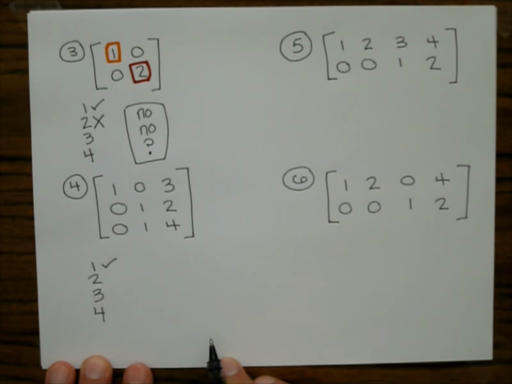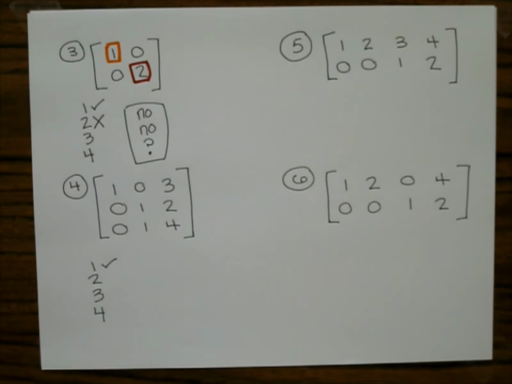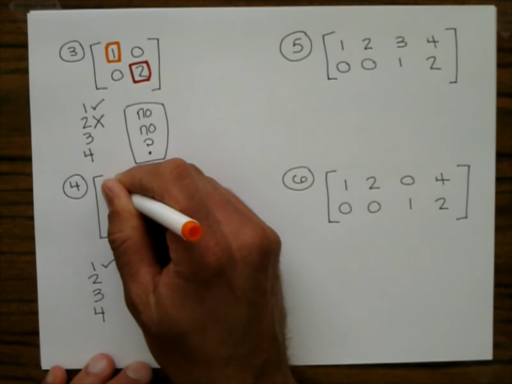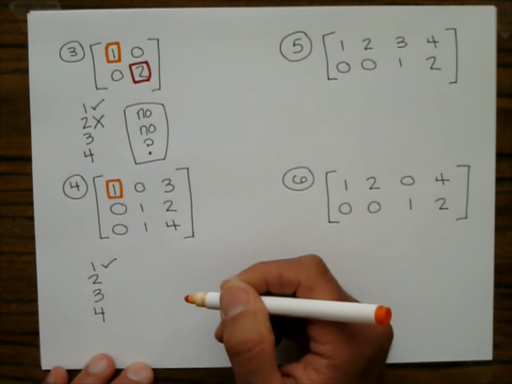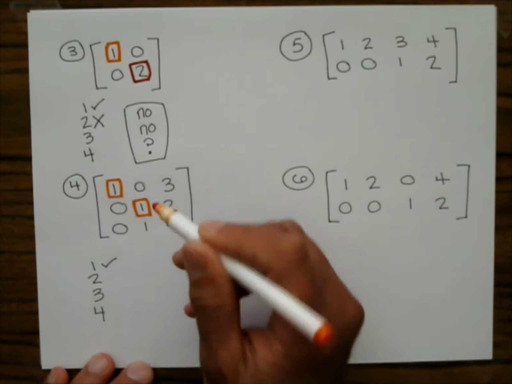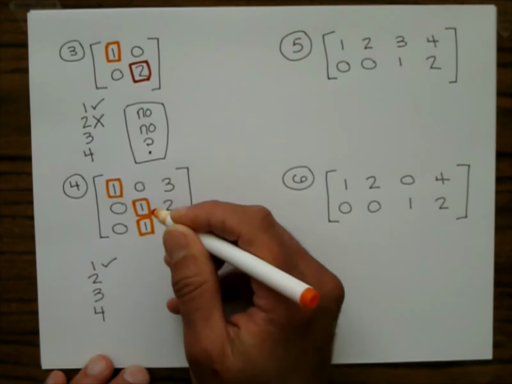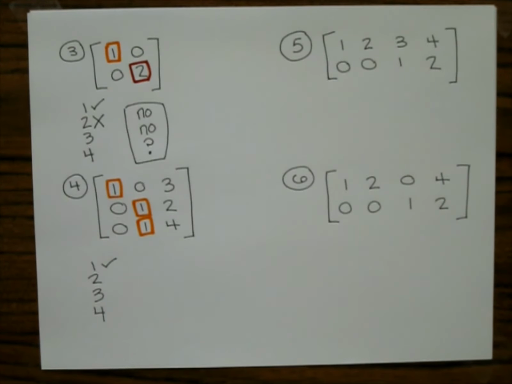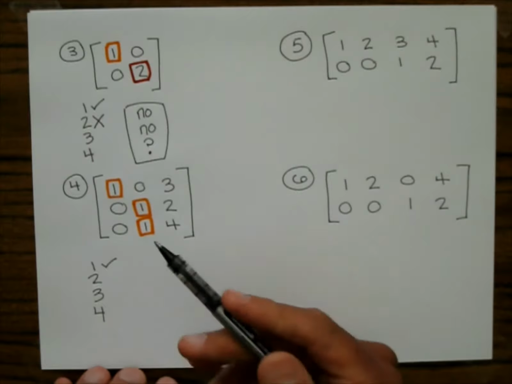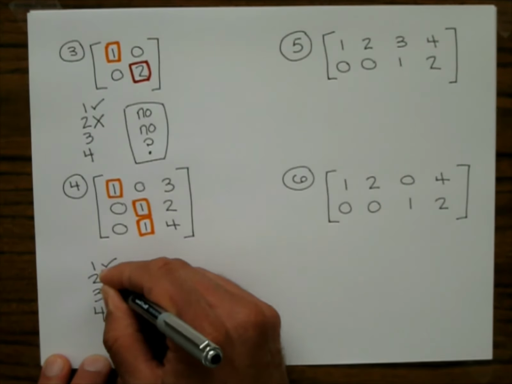Condition number 2, it says the first non-zero element in any non-zero row is a 1. I'm going to go ahead and circle the first non-zero element of each row in colors. So the first non-zero element of row 1 is a 1. The first non-zero element of row 2 is a 1, and the first non-zero element of row 3 is a 1. So condition number 2 says those things that I circled or boxed have to be 1s, and those are called leading 1s, so condition number 2 is satisfied.